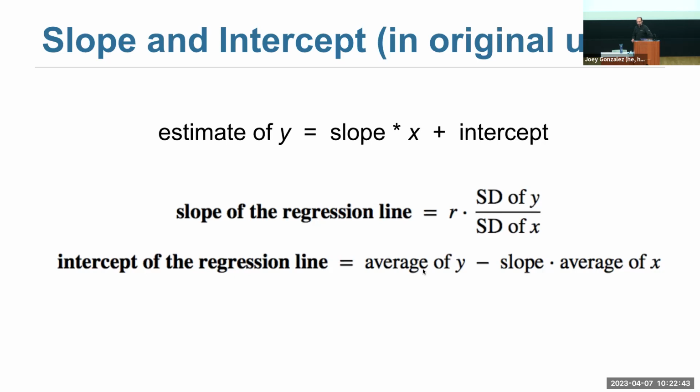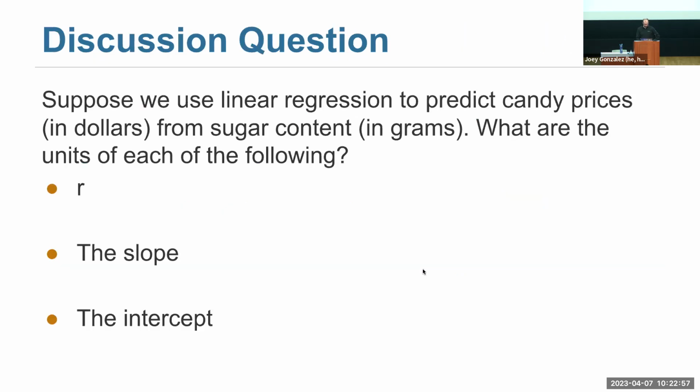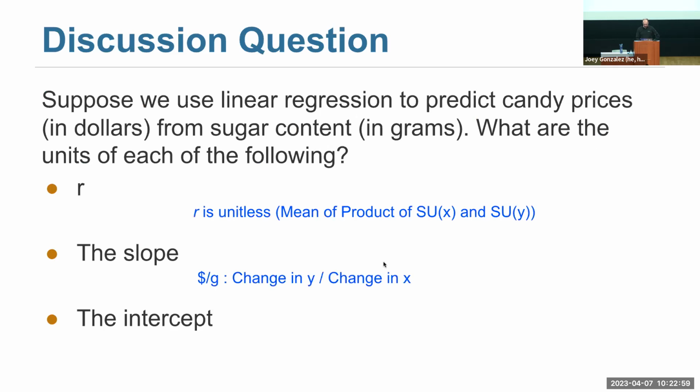These are actually interpretable. So I tell you the intercept is 20. That means you charge $20 for candy that has 0 grams of sugar. That might be reasonable, maybe these are diet candy, maybe they're expensive. Got it? So units, put them in here for study purposes: r is unitless, slope is in dollars per gram, and the intercept is in dollars.